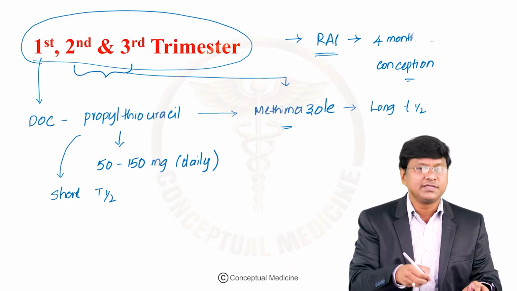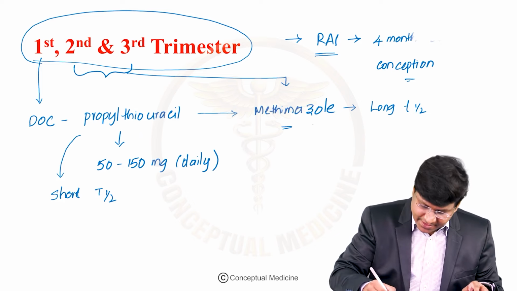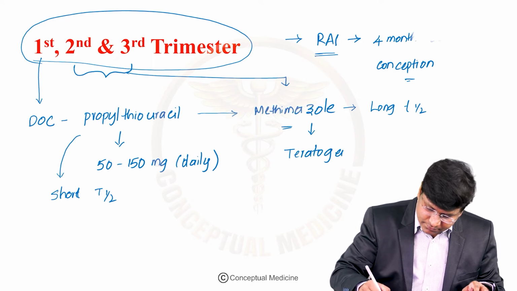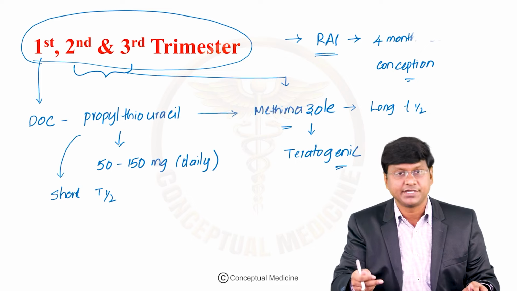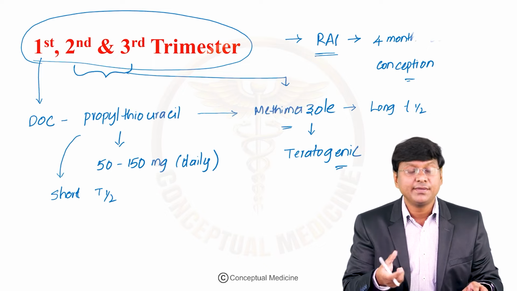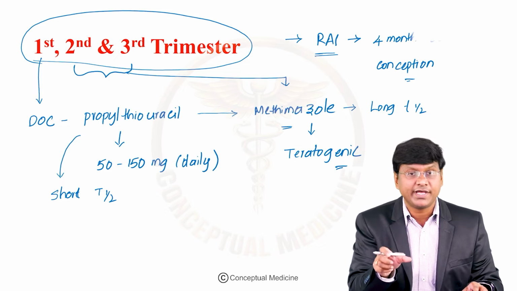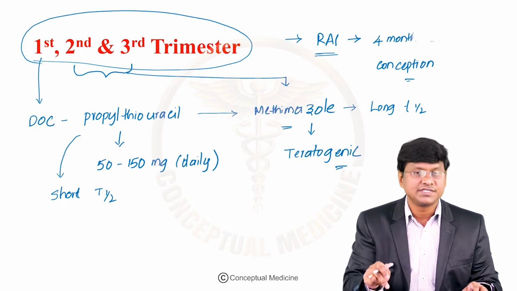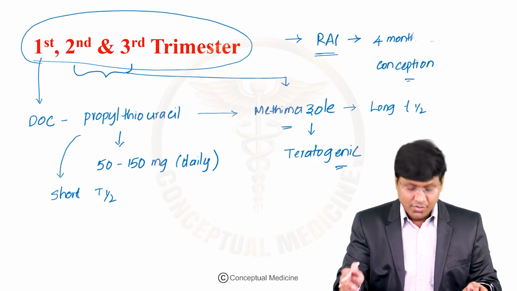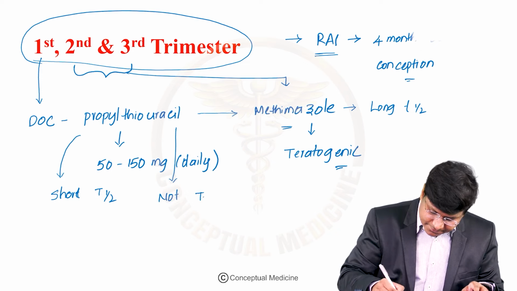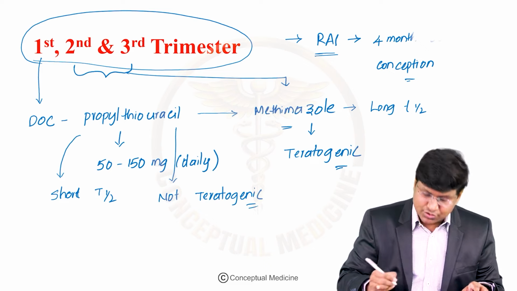Then why can't you give methimazole in the first trimester? The problem is that methimazole is teratogenic, so it cannot be given in the first trimester. Why? Because the first trimester of pregnancy is where organogenesis occurs in the baby. Whereas propylthiouracil is not teratogenic.